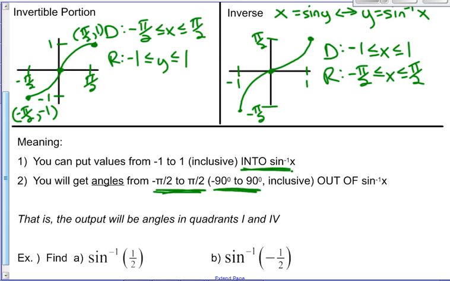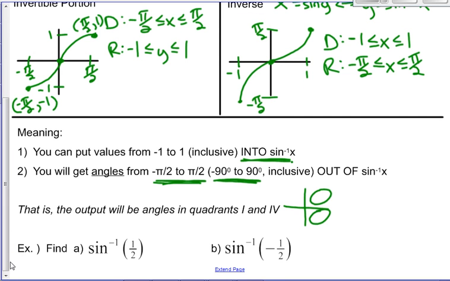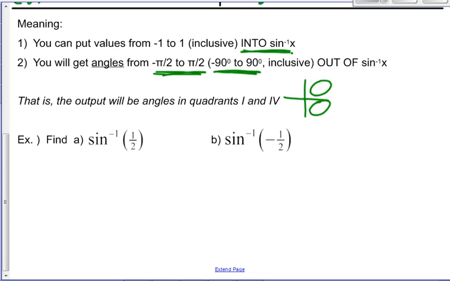Okay? So in other words, the output from inverse sine is angles in quadrants 1 and 4, from negative 90 to positive 90. So just to illustrate that, if I do the inverse sine of a half, okay, inverse sine can only occur in these quadrants. Oh, it's a positive sign, so it must be in that first quadrant. And you're asking yourself, what angle has a sine of a half? We know that that angle is 30 degrees. Or we could write it as pi over 6.